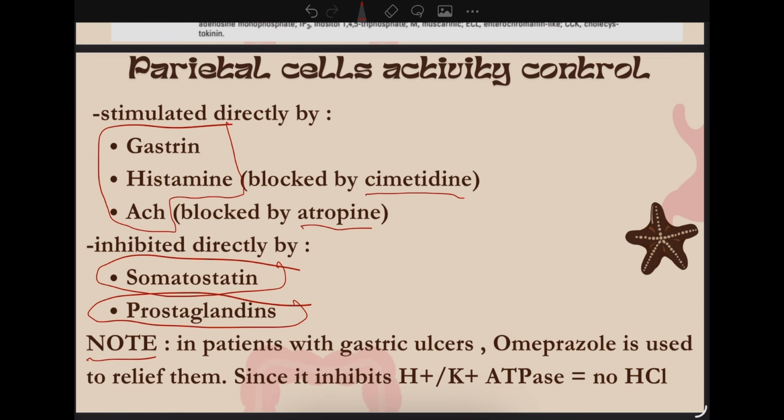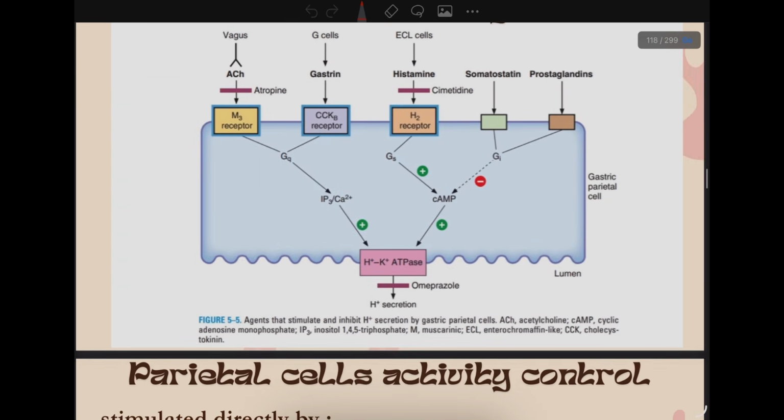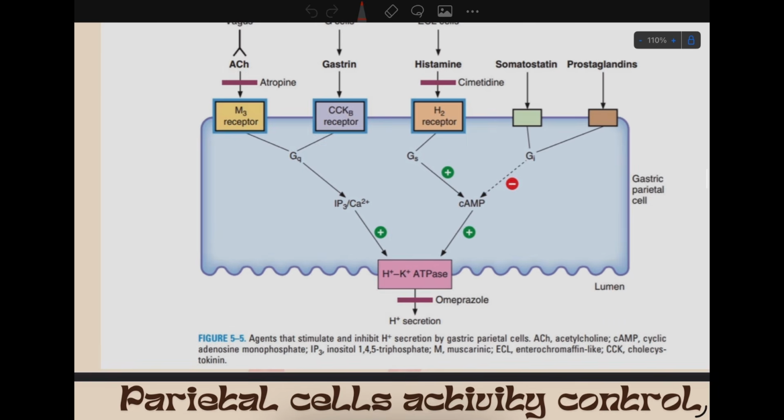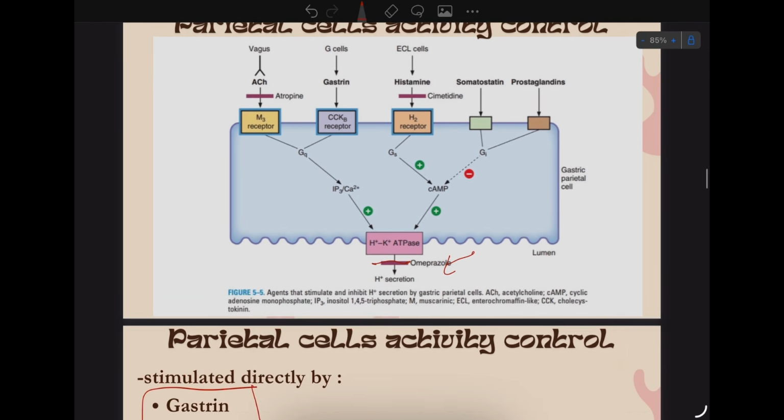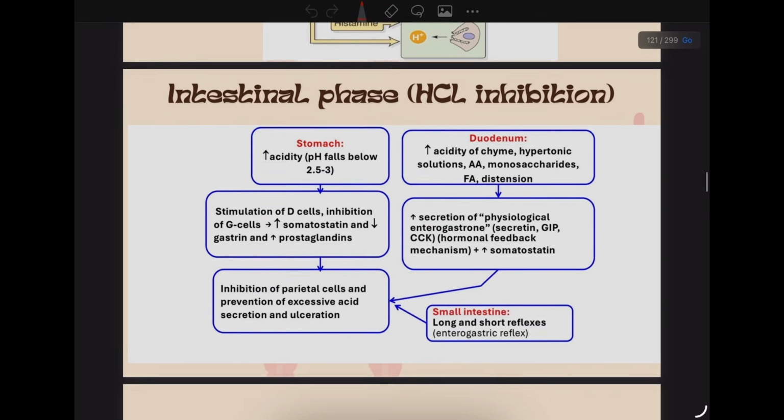This note is very important also. In patients with gastric ulcer, omeprazole is used to relieve them since it inhibits hydrogen-potassium ATPase. Can you see that? Omeprazole inhibits this pump, and it's the most effective way of decreasing hydrochloric acid secretion. Summary, you already know that.